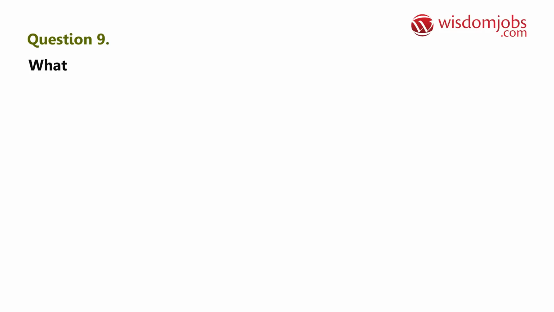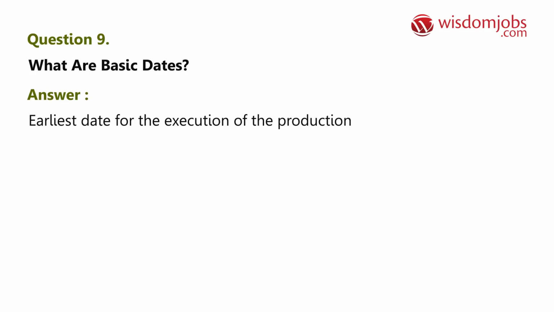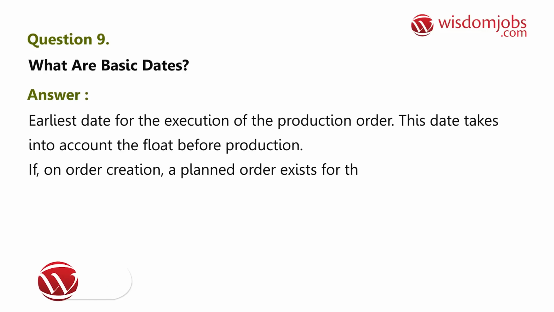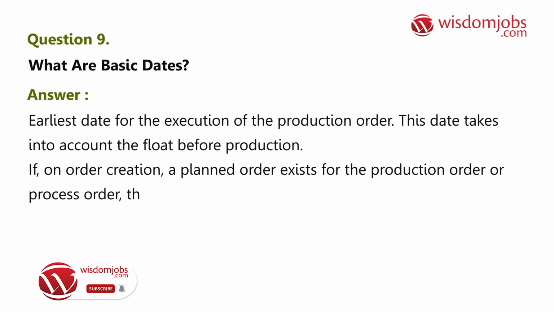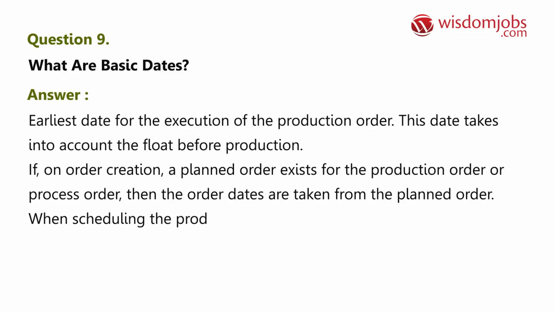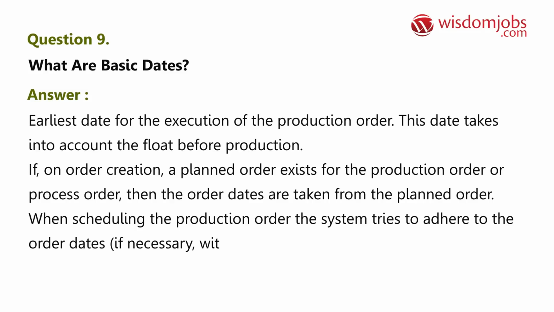Question 9. What are basic dates? Answer: earliest date for the execution of the production order. This date takes into account the float before production. If, on order creation, a planned order exists for the production order or process order, then the order dates are taken from the planned order. When scheduling the production order, the system tries to adhere to the order dates, if necessary, with reduction measures.